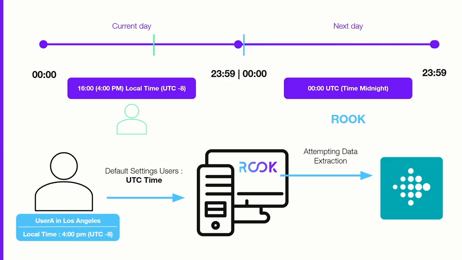However, because it is not yet midnight in the user's local time, the data source has not generated the daily activity summary. As a result, the extraction may fail or retrieve incomplete data. This example highlights why correctly configuring the user's local time zone is critical for accurate data extraction.